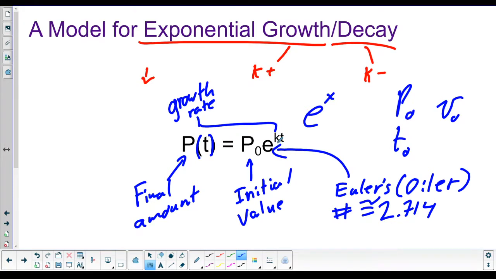And this K, we could probably do a whole lesson just on how K works and what K does. But for you guys, it's a constant. It kind of tells you how quick stuff grows. Cool. And then T is time. There you go. That's the equation we're going to use.